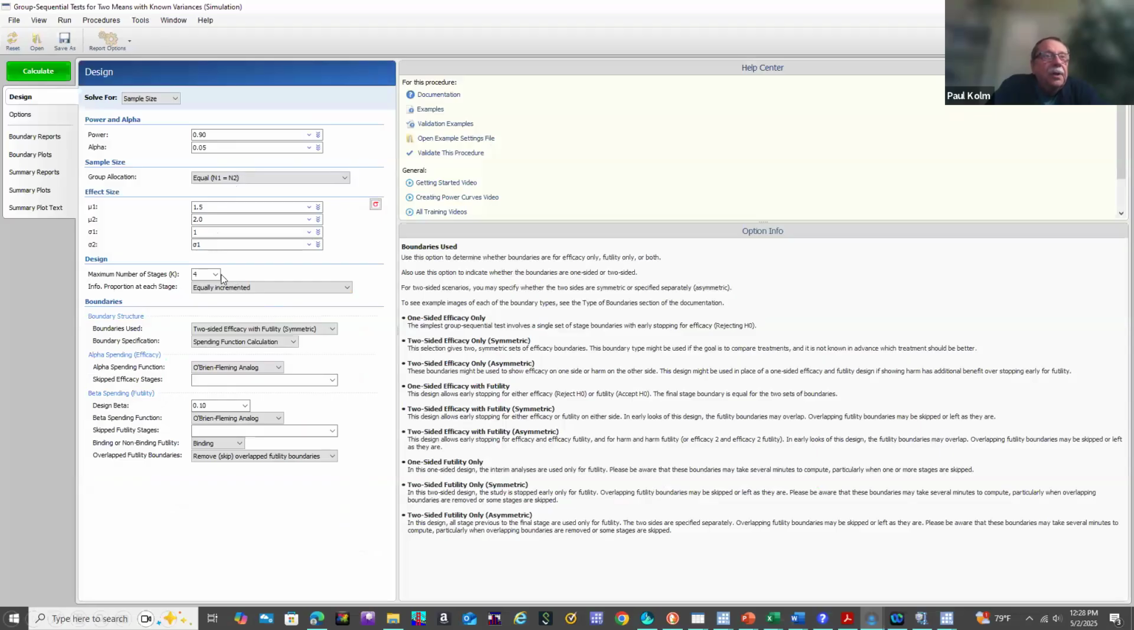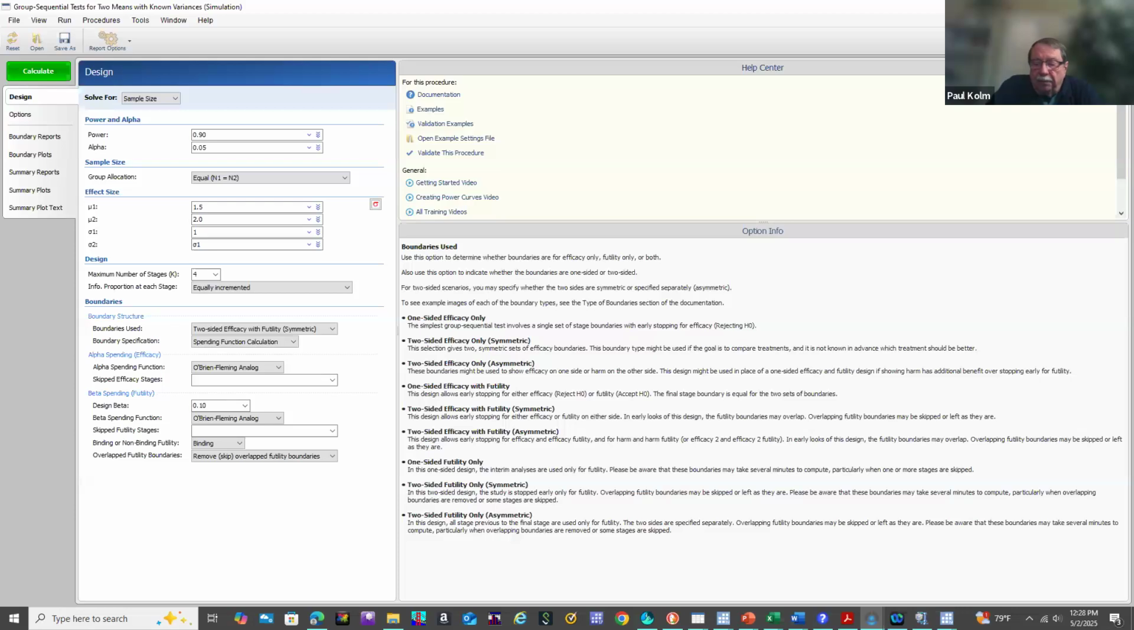I'm going to take 4 looks at the data, and the 4 includes the very last analysis that you would do, and that's equally spaced, or it can be non-equally spaced. I'm going to do two-sided efficacy with futility, symmetric, and then I'm going to use the O'Brien-Fleming procedure for calculating my boundaries. And then I also tell it that my design beta is 0.1, a 10% error rate.